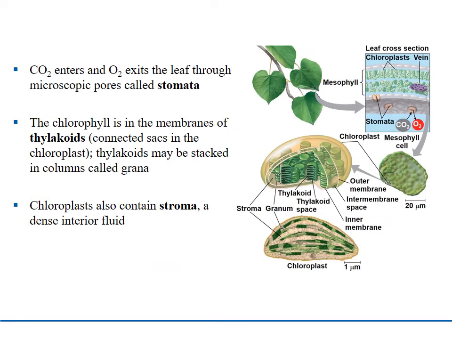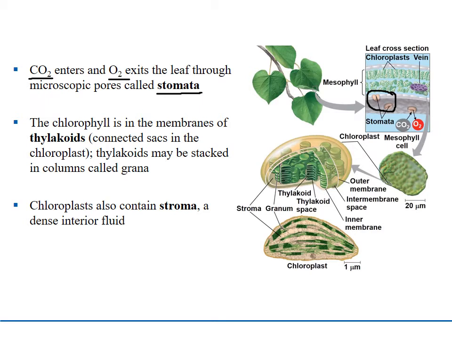Okay, other structures that we're going to talk about in terms of photosynthesis are things like the stomata. And the stomata, which you see over here, are pore-like structures in the leaves that allow carbon dioxide to enter and oxygen to exit the leaf.